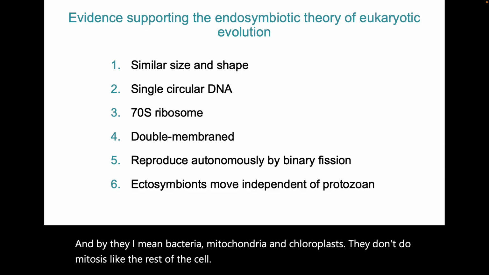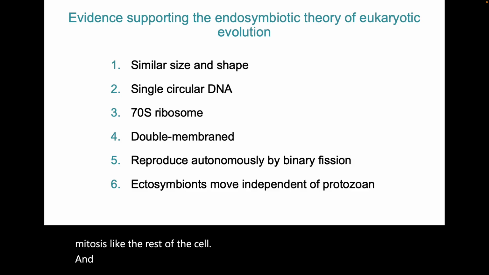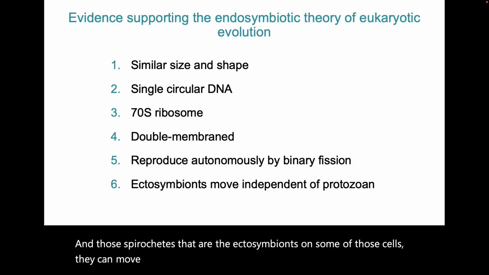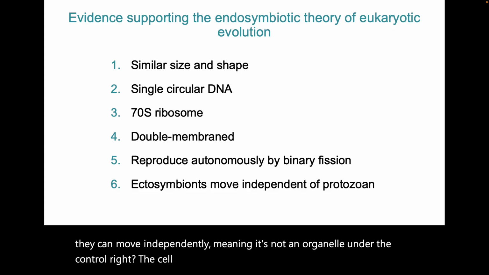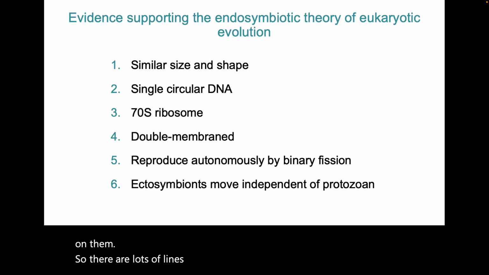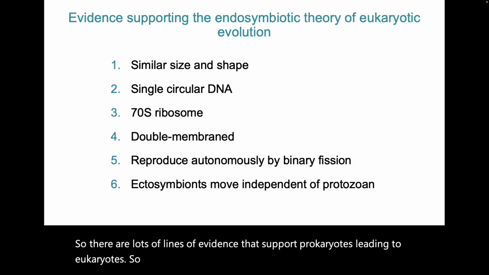And those spirochetes that are the ectosymbionts on some of those cells, they can move independently, meaning it's not an organelle under the control of the cell. The cell does not control the symbiont, but it is dependent on them. So there are lots of lines of evidence that support prokaryotes leading to eukaryotes. So this is a really important theory for you to keep in mind and think about.